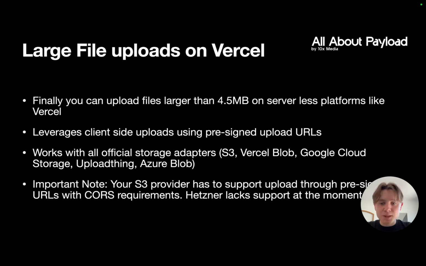Now, there's one important note. If you want to use client-side uploads, your S3 provider or storage provider in general has to support this upload through pre-signed URLs, and it also needs to support CORS requirements. CORS, so cross-origin resource sharing, is relevant here because we're not uploading from the server. So a usual upload would be client to server, and then the server uploads that file to the bucket. Instead, we're actually uploading from the client directly, and this is why we need CORS settings. So we need to whitelist our front-end URL. So let's say you're using localhost 3000 in your local development, or you're using website.com in your production environment. You need to whitelist this exact URL in your bucket so that it's actually allowed to upload files to it.